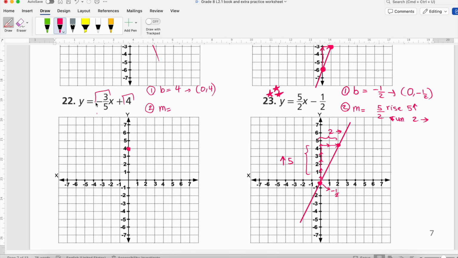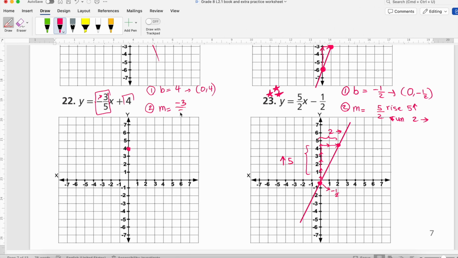Negative 3 over 5. This negative can be for the 3 or the 5. It cannot be for both. Because if it was for the 3, negative 3 over 5, negative with positive will give me back negative 3 over 5. But if it was for both, negative with negative will give me positive 3 over 5, which is wrong. It's negative. So it can be for either one of them, not for both. I'll just keep it for the one on top.